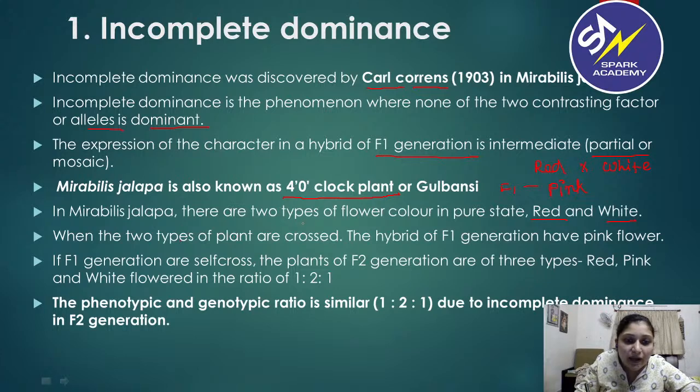So when the two types of plants are crossed, the hybrid F1 generation has pink flowers. When the F1 generation is self-crossed, the plants of the F2 generation are of three types: red, pink and white, in the ratio of 1:2:1. Phenotypic and genotypic ratios are similar here. In a normal monohybrid cross it is 3:1 phenotypically and 1:2:1 in genotype. But in incomplete dominance, it is 1:2:1 both phenotypically as well as genotypically.